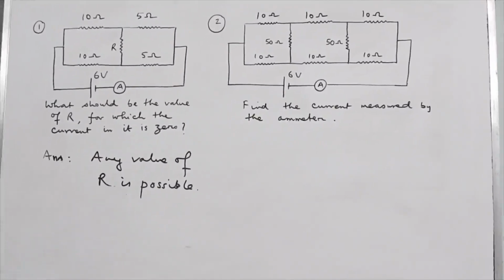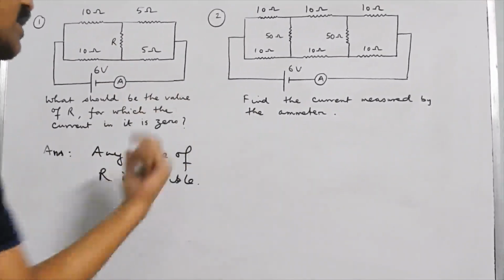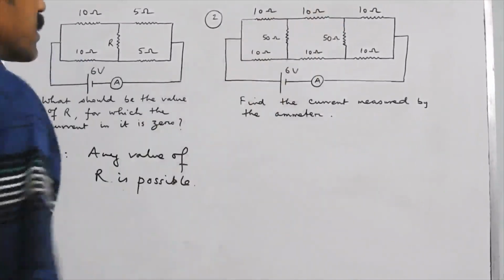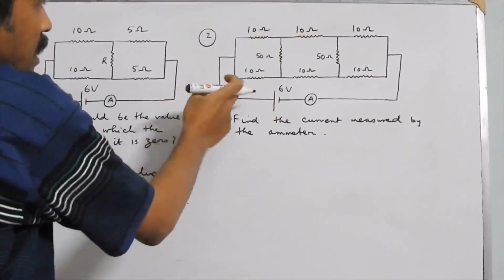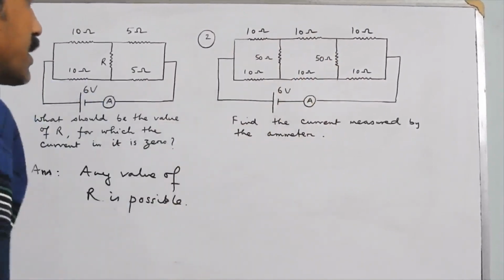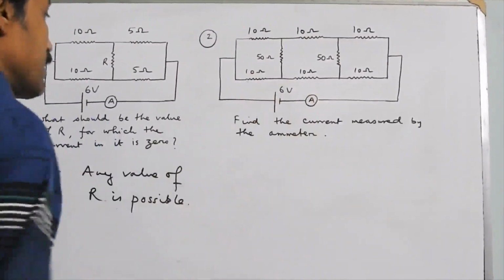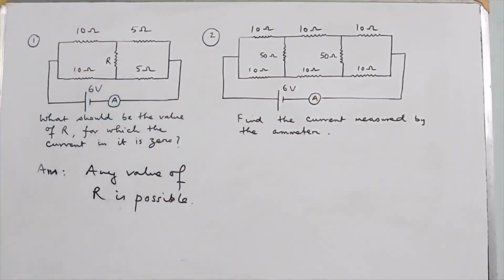It has been taken from H.C. Verma textbook. And this is another problem from H.C. Verma textbook. This is also a network of resistances. 3 resistances of 10 ohm and 3 resistances of 10 ohm, to which 50 and 50 ohm are connected. The network is connected to a 6 volt battery and there is an ammeter. The question is, you have to find the current measured by the ammeter.